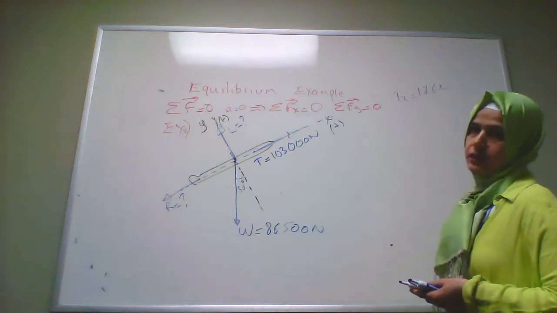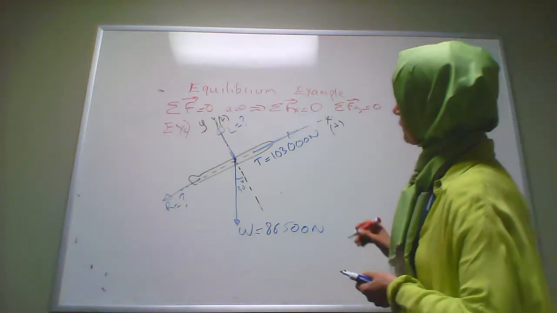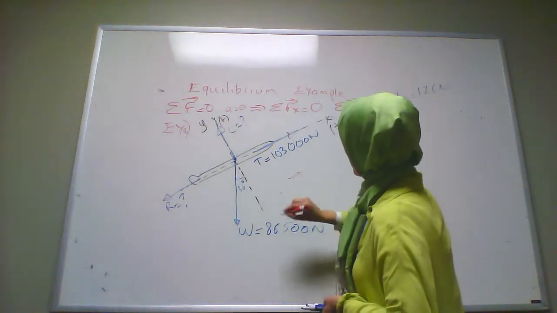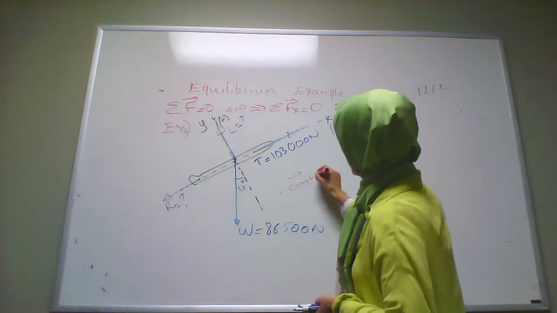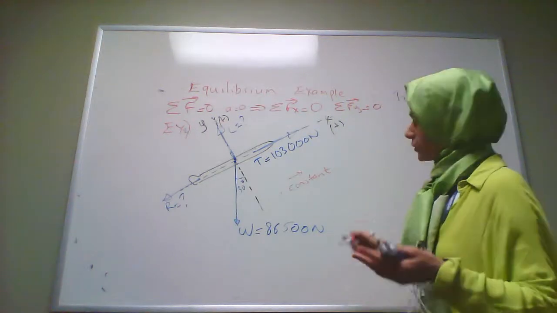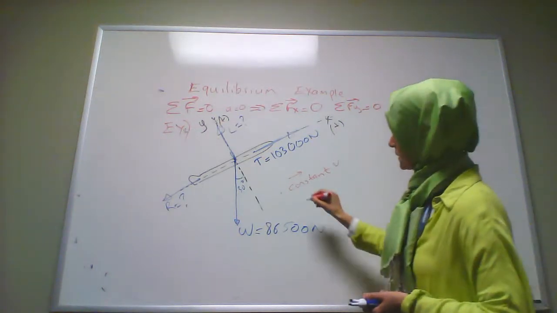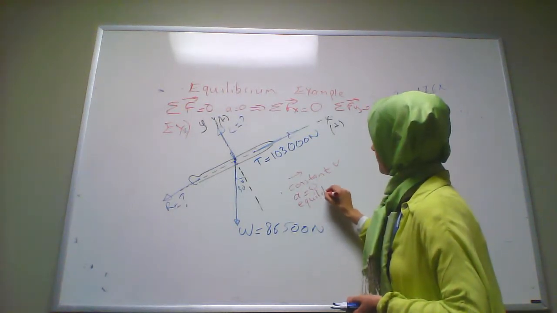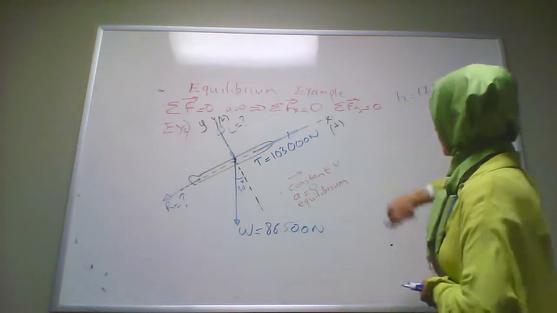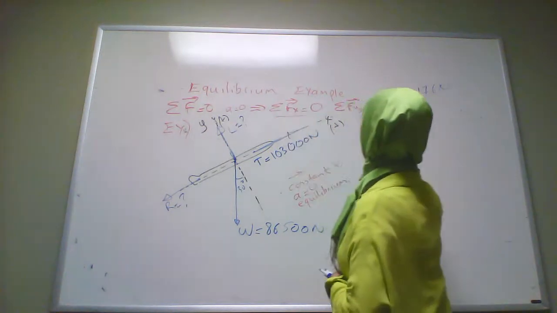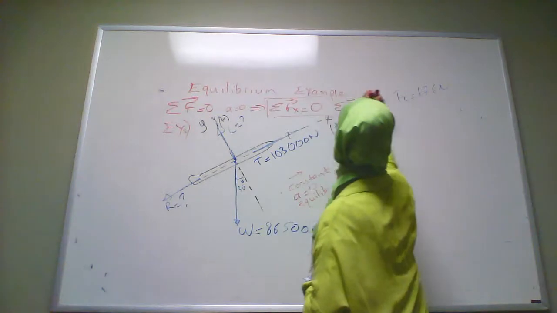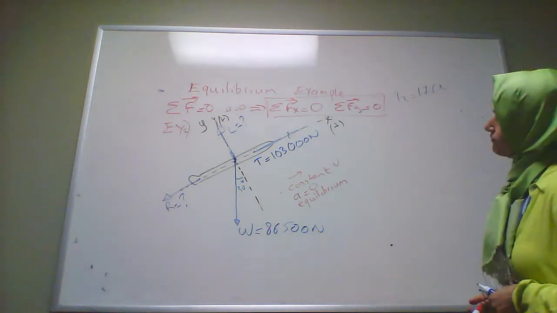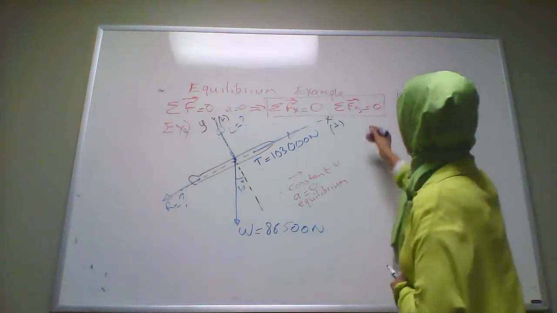The system is in equilibrium. The question says the airplane is flying with a constant velocity, we missed that part. This is important. So with constant V, the acceleration is 0. So we have equilibrium. Total F is 0. This holds. Total Fx is 0, and total Fy is 0, and that is what I'm going to use to solve this question. Let's start with total Fx is 0.